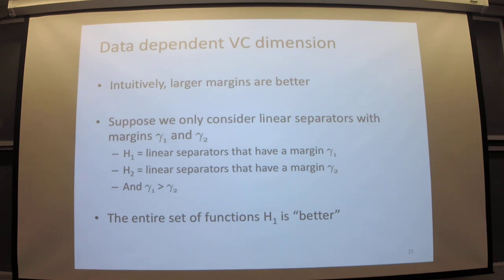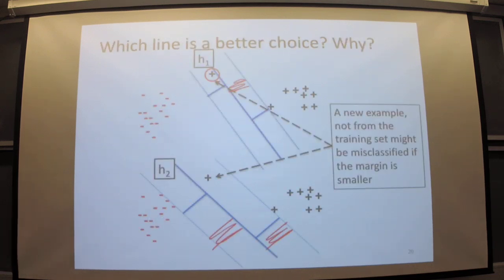Vapnik's intuition was that instead of thinking of classifiers as just classifiers, let's group all classifiers of a family within a hypothesis space into ones that have the same margin. So let's say H1 is all linear classifiers that have margin gamma 1, H2 is all linear classifiers that have margin gamma 2, and so on. And if gamma 1 is more than gamma 2, the previous intuition says the entire set of functions H1 is better than the entire set of functions H2. If all of H1 and H2 separate the set of points that you have, you're better off picking H1 because of an intuition like this.